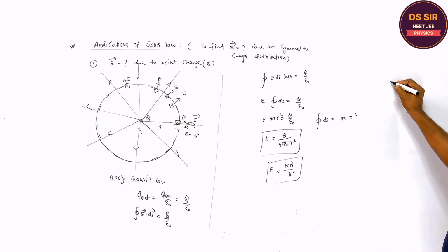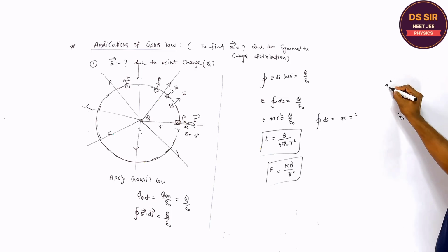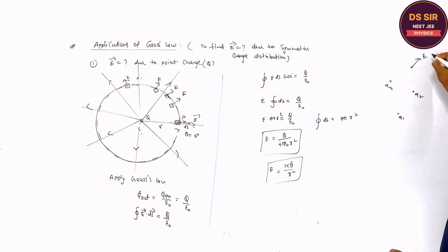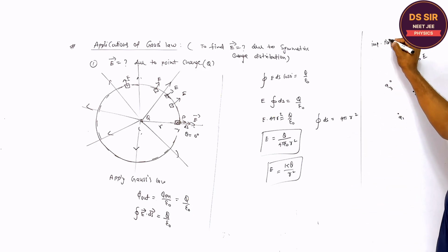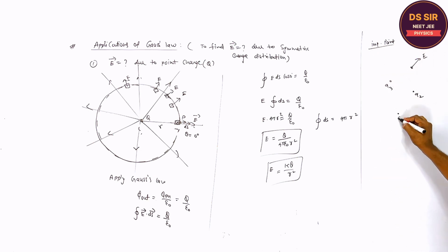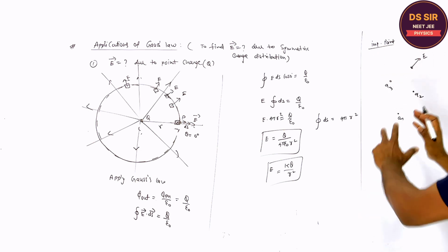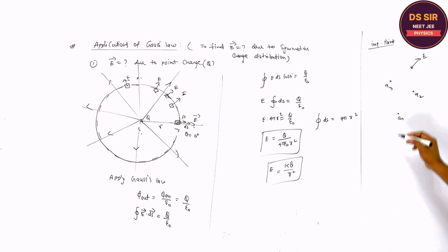For example, if these are Q1, Q2 and Q3 and you want to find the electric field here, the important point I am telling you, important point, right? If you want to find the electric field due to this charge distribution, the electric field at different points will be different. It is unsymmetric.